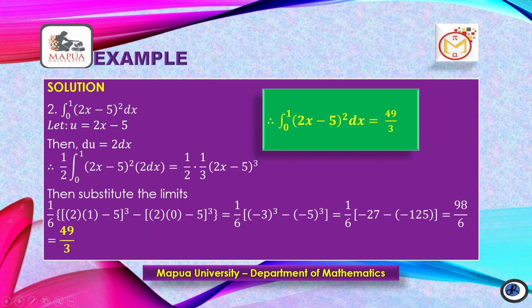So simplifying our answer, we have 2 minus 5 is -3, and this should be raised to 3. And for 2 times 0 is 0 minus 5, so this is -5 raised to cube. And -3 raised to cube is -27. And then minus, but raised to cube for -5, this is -125. So negative times -125 is positive 125. And then minus 27, we have 98 over 6. Or we can reduce this by 2, then our answer is 49 over 3.